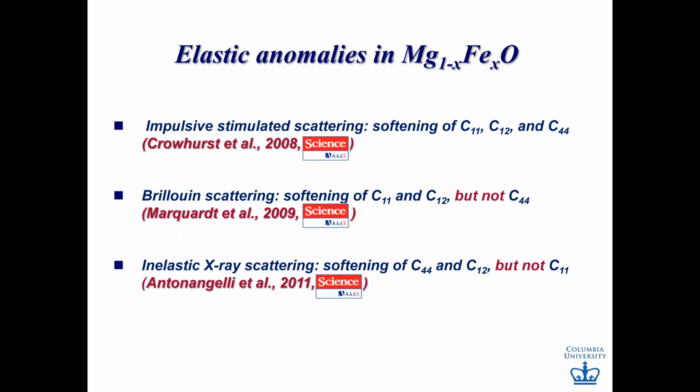So we actually need to calculate elastic coefficients. Between 2008 and 2011, there were 3 measurements that didn't agree with each other. A cubic system has 3 elastic coefficients, and these measurements with different techniques pointed to elastic anomalies in different elastic coefficients. So Brillouin scattering said that there is no anomaly in the shear, in the C44, the shear elastic coefficient. The others said it does.